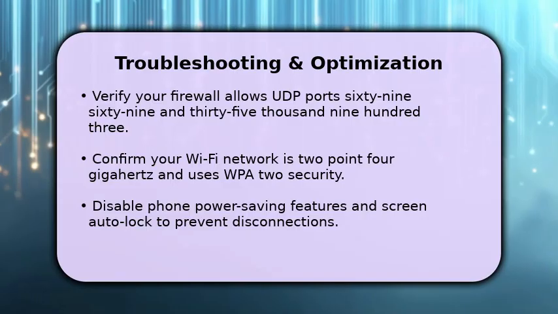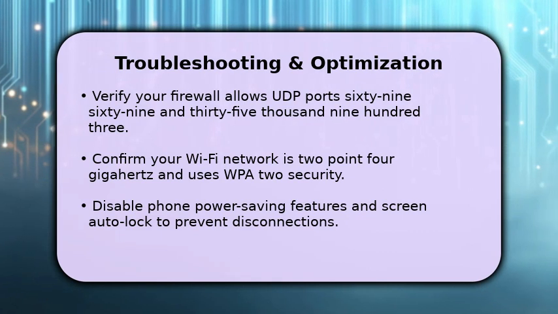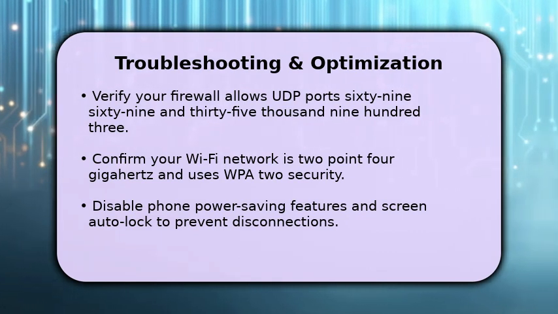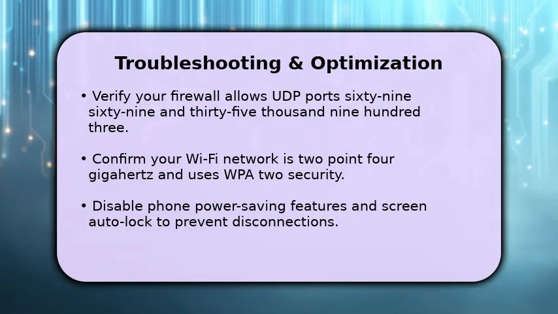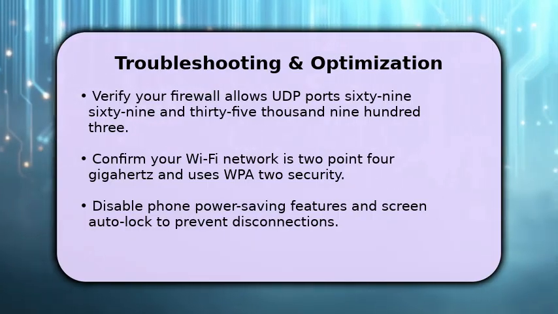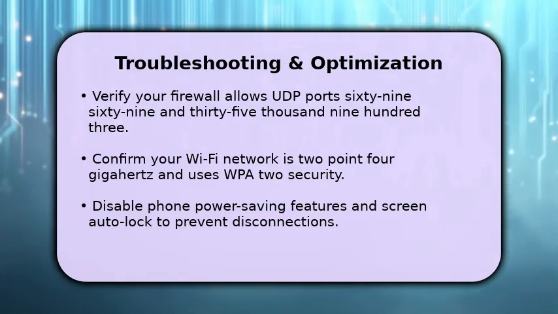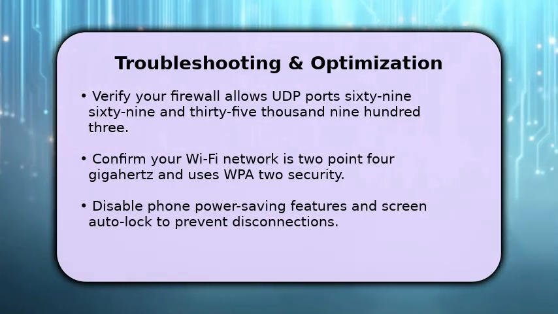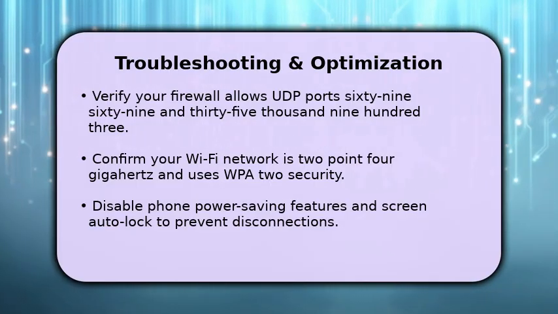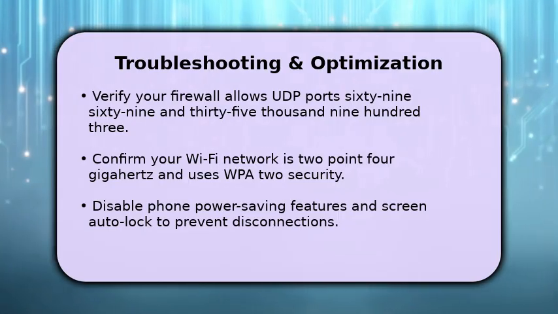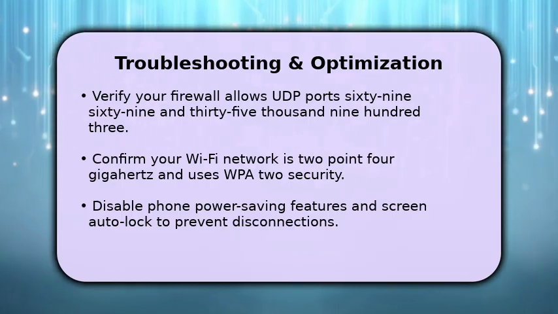If you encounter issues, here are some troubleshooting tips. Check your firewall settings to ensure UDP ports 6969 and 35903 are open. Confirm your Wi-Fi network is operating on the 2.4 GHz band with WPA2 security, as some other settings can cause problems. For iPhones, disable power-saving modes and screen auto-lock to prevent the app from disconnecting. Finally, restarting both Steam VR and the OWOTrack overlay can often resolve persistent tracking glitches.